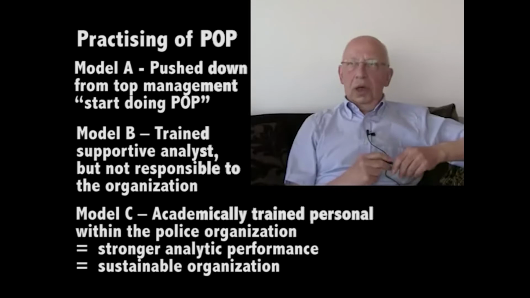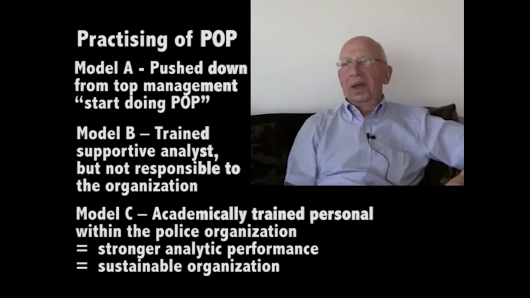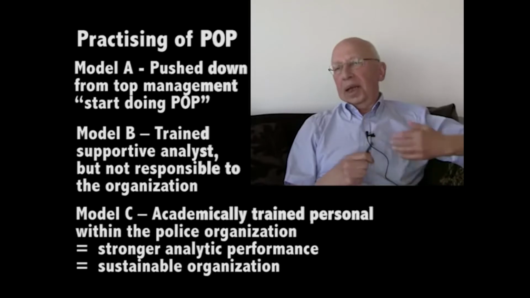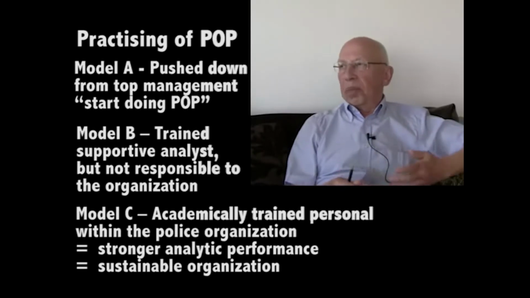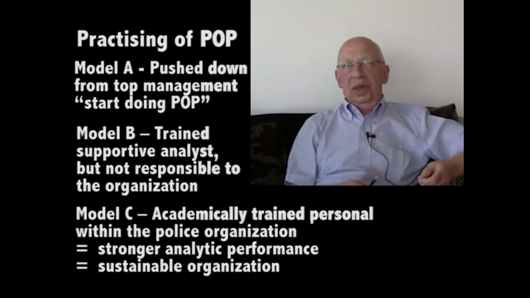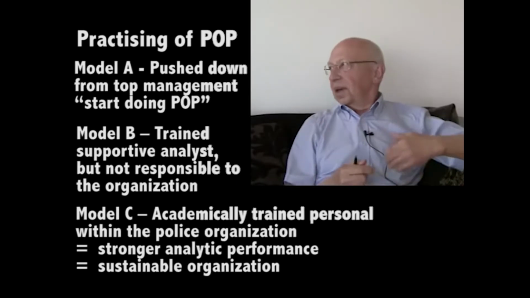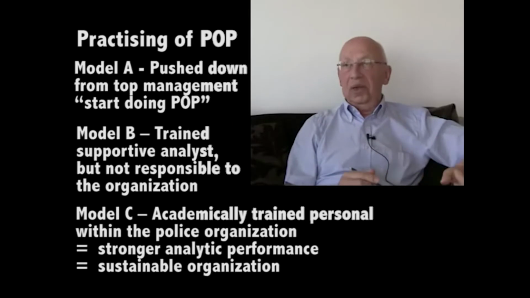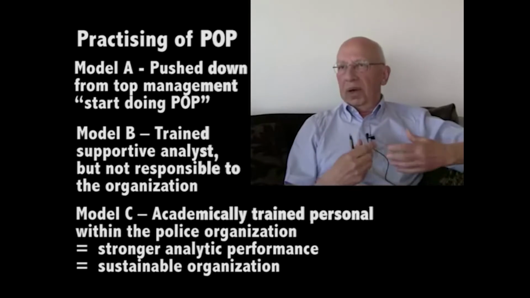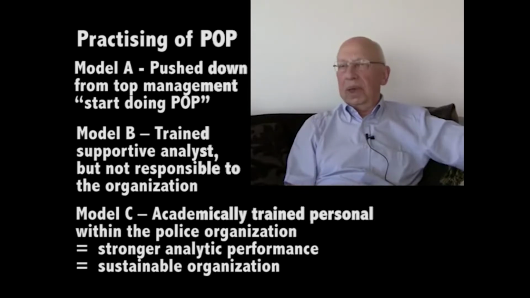And then we've got the third model, which is what Herman Goldstein originally suggested, that the police ought to also include academically trained persons. They should have cooperation with academia in order to get stronger analytic performance on the whole. So you have an analyst within the organization. This means that you have a sustainable organization. You don't have an analyst who just is there for a short while.